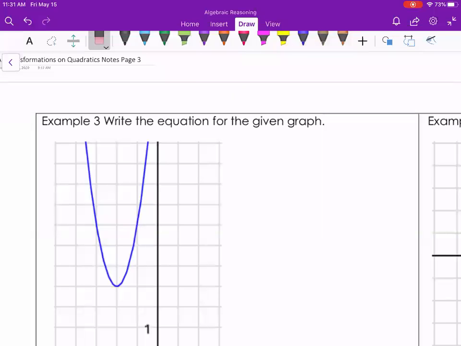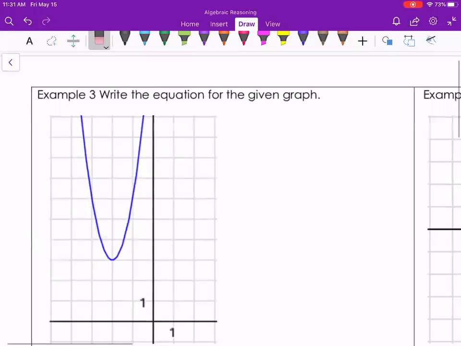All right, hi everyone. We are looking at the second part of our all transformations mixed together with our quadratics. You already watched the first video about how to graph the equation when they give you the different pieces, the A, H, and K. So now we're going to reverse that idea. They've given us a graph. Now we're going to write the equation.